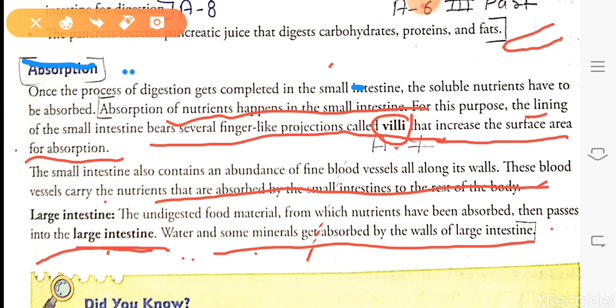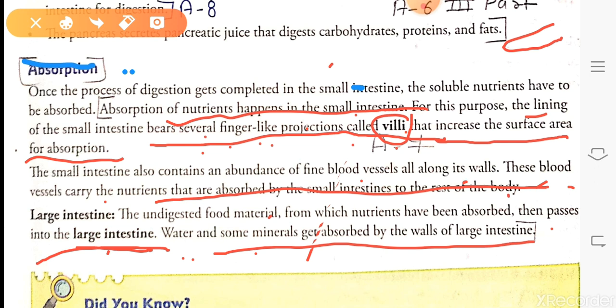Where does the absorption of food take place? The absorption of nutrition takes place in the small intestine. What helps in the absorption? Finger-like projections called villi, present in the small intestine, help in the absorption by increasing the surface area. Once the absorption has happened, the blood vessels carry the nutrition from the small intestine to the rest of the body.